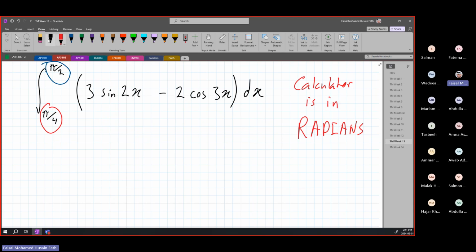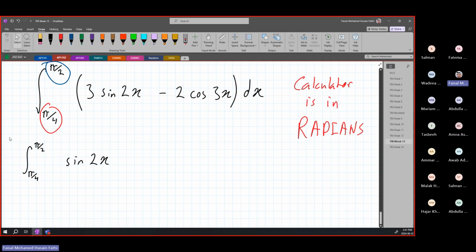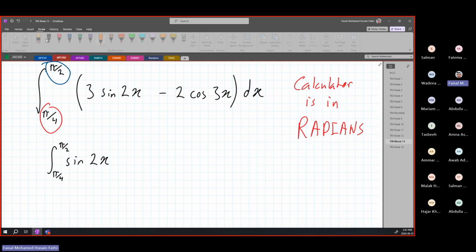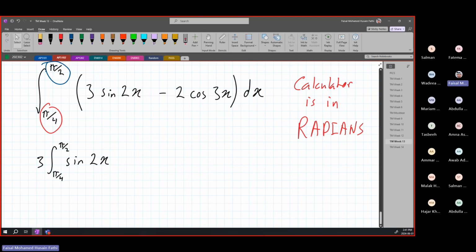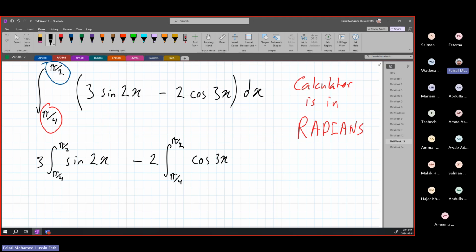Let us actually solve this. So this is going to be, if we separate, so pi over 4 over here and pi over 2 over here, of 3 sine 2x. All right. I'm going to take it a step further from now, and I'm going to remove the constant and put it outside. So we're going to have our 3 outside over here, minus 2. I'll take the constant outside, and then the integration of pi over 4 to pi over 2 of cosine 3x dx. All right, make sure you're writing your dx as well.